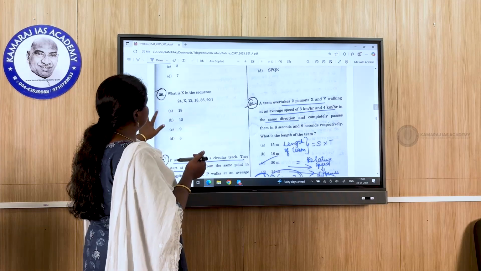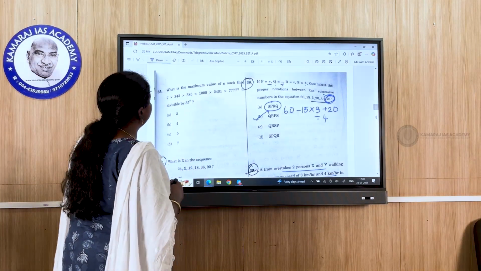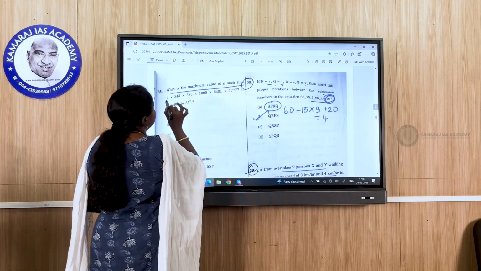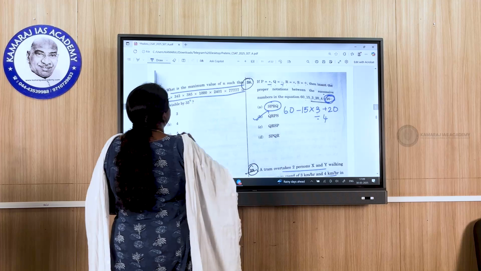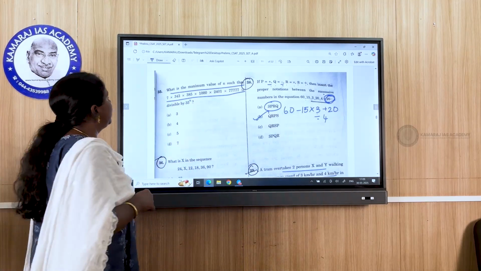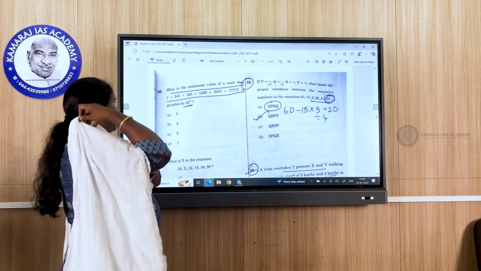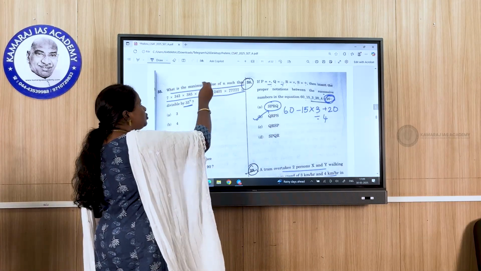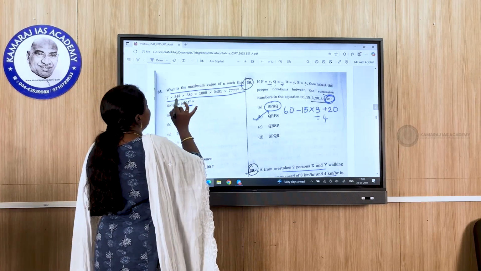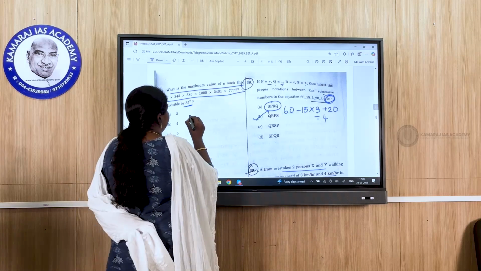We have discussed this already in the reasoning part. Next, this one. So here, what is the maximum value of n such that 7 into 343, 385, 2401 is given, right? So it is divisible by 35 power n, right? So the maximum value of n should be found. At the same time, this number should be divisible by 35 power n, right? So split this number.